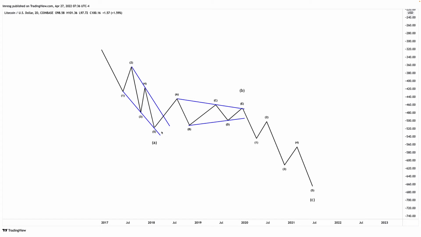Wave B takes the shape of a triangle, right? Again, symmetrical triangle. We'll be covering triangles in much greater detail in the future, so don't worry about that for now. And in this case, wave C takes the shape of an impulse wave, right? So a leading diagonal for wave A, a triangle for wave B, and then an impulse wave for wave C.